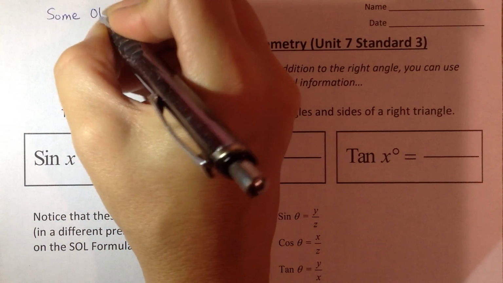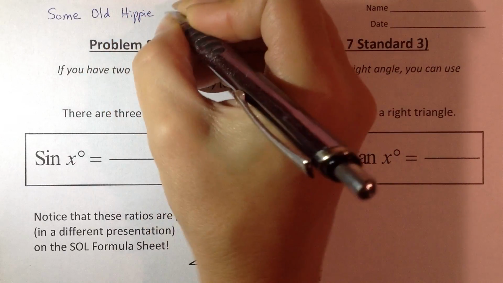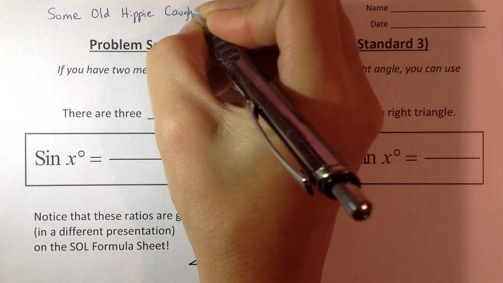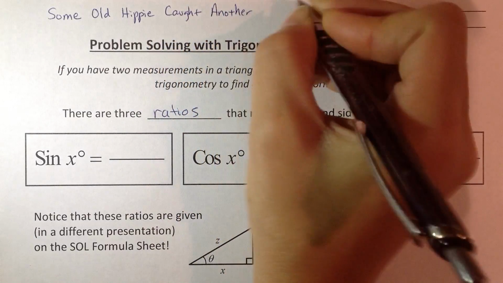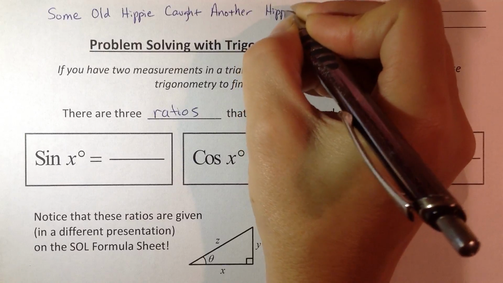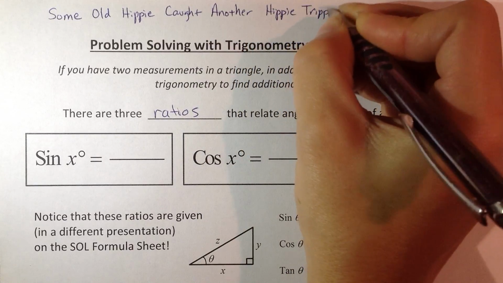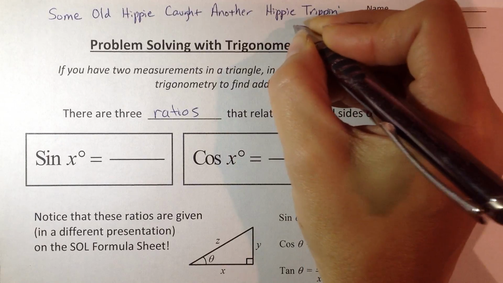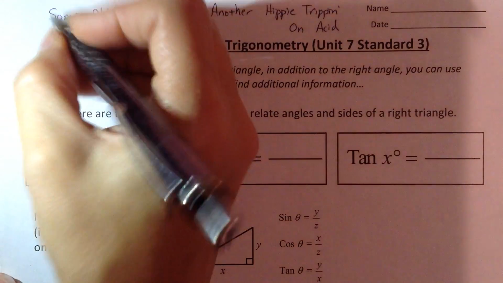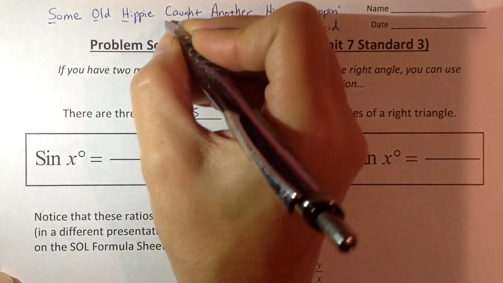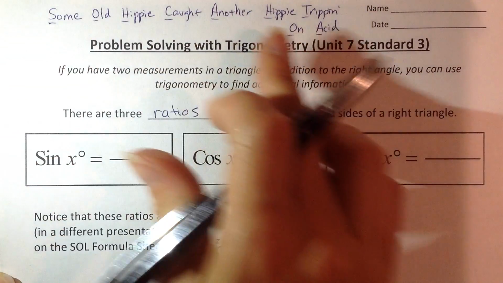Some old hippie caught another hippie tripping on acid. So again, this is called a mnemonic phrase. It's just something that helps you memorize the first letter of all these words.